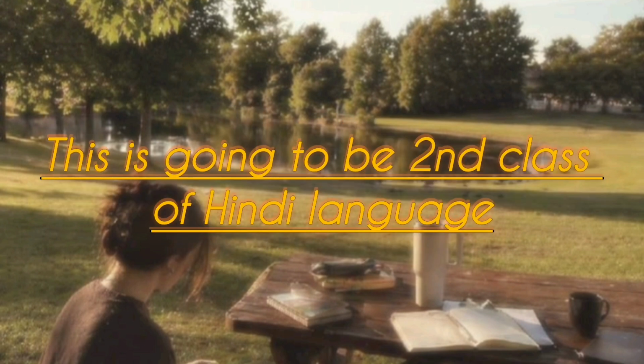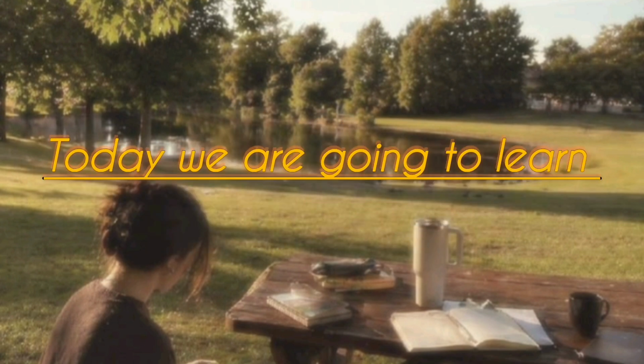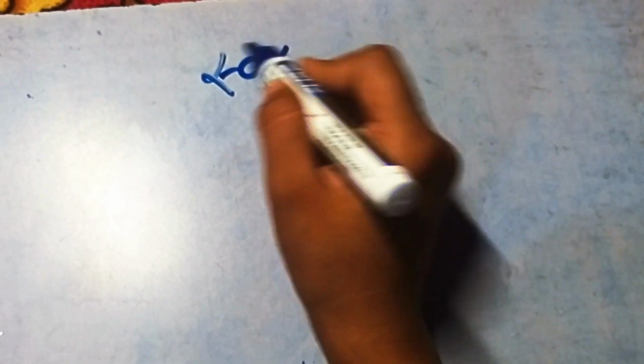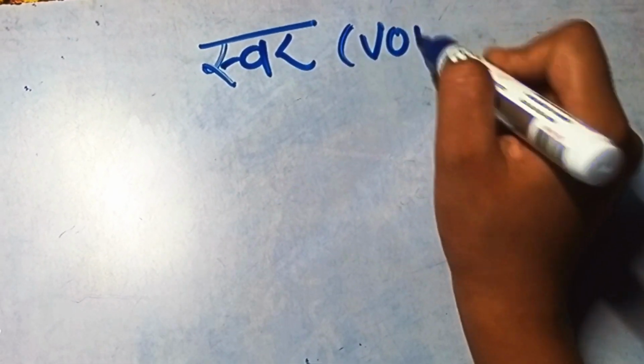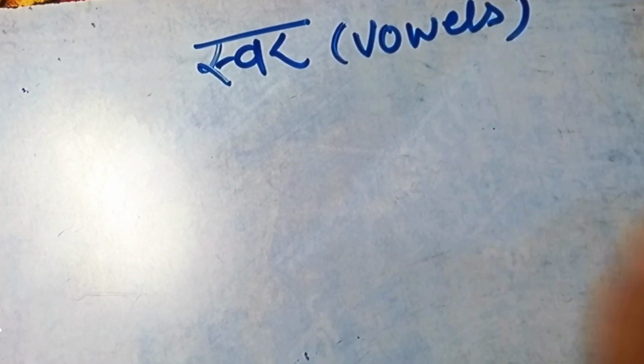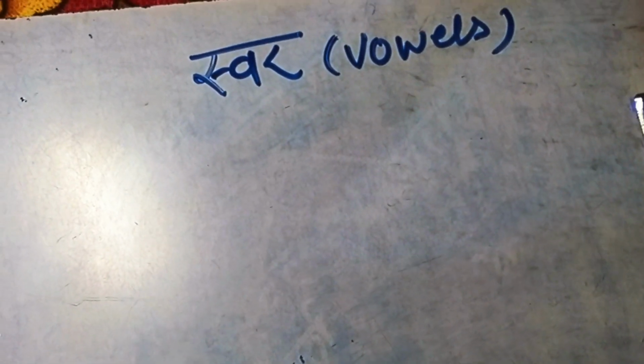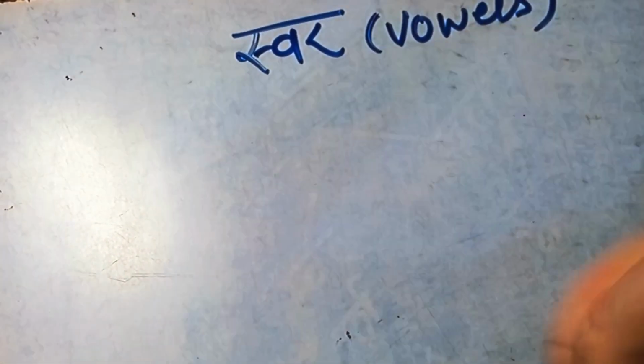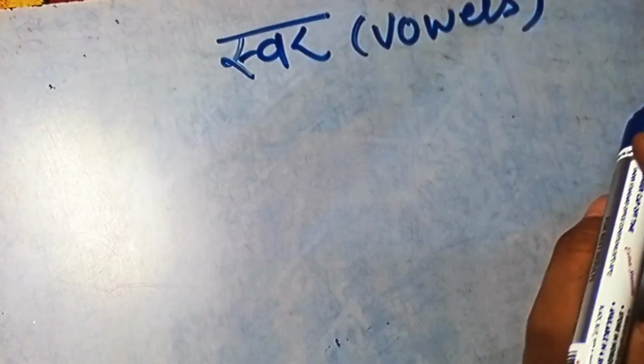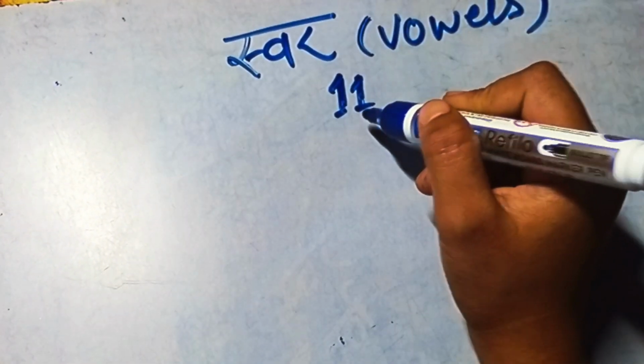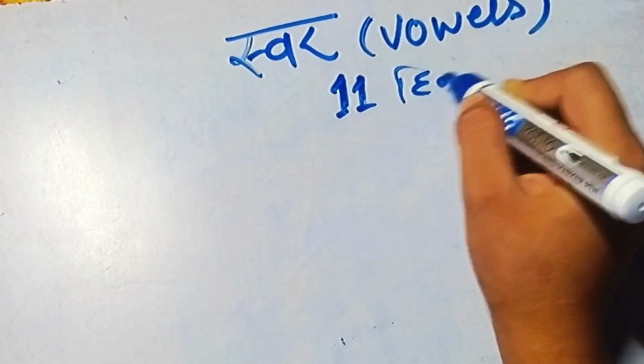So this is going to be the second class of our Hindi language, and today we are going to learn swar. Okay, in English we can say vowels. Okay, so first, just like I told you in our last class, there are 11 swar in Hindi.